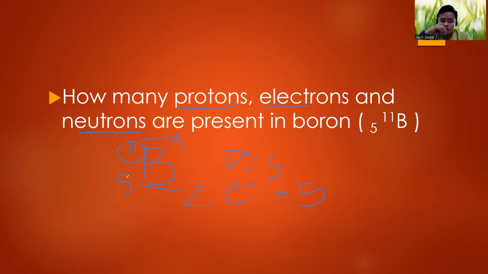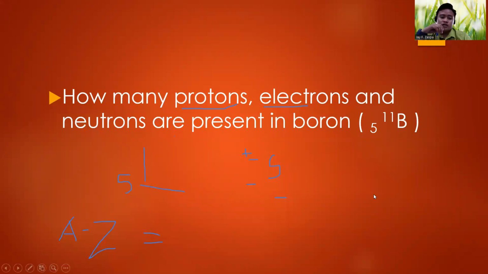So how about the neutrons? The neutrons is the mass number A minus the Z, or atomic number, which is the protons or electrons. So 11 minus 5 is 6. So the neutrons are 6 in boron.